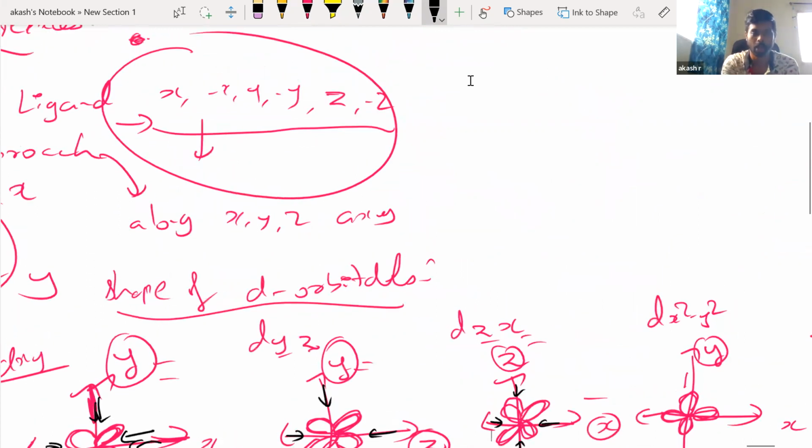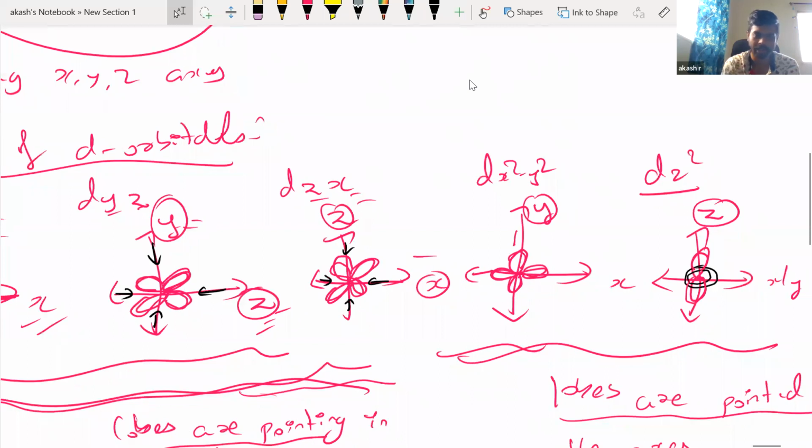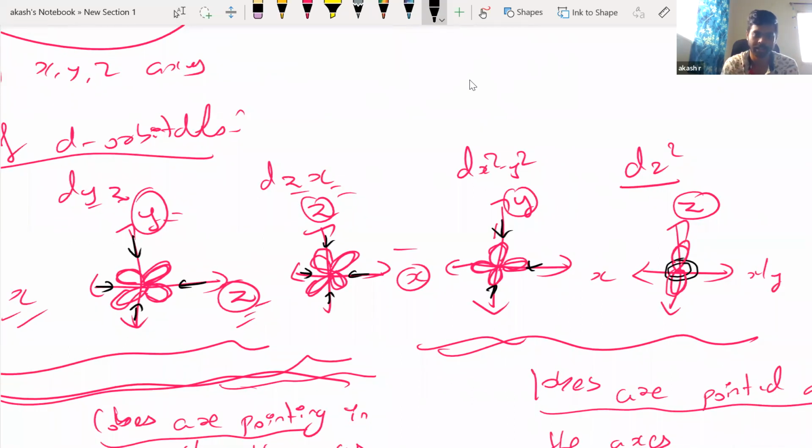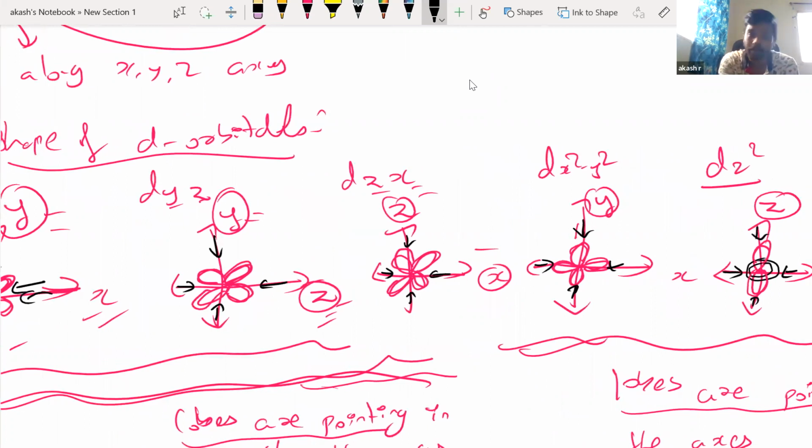Now, in this case again, the ligand direction is along the axis. This is one direction, another direction, another direction, another direction. Same way here, this is the direction, this is the direction. Now you see, where are the lobes pointed exactly in the direction of the ligand? Again, repeat the question: where are the lobes of the d orbitals pointed exactly in the direction of the ligand?